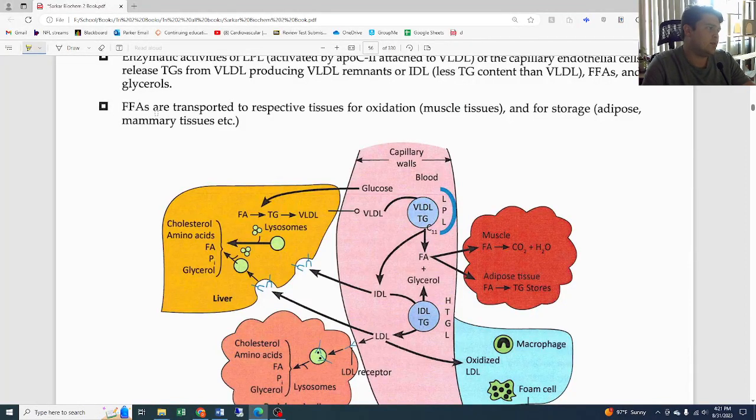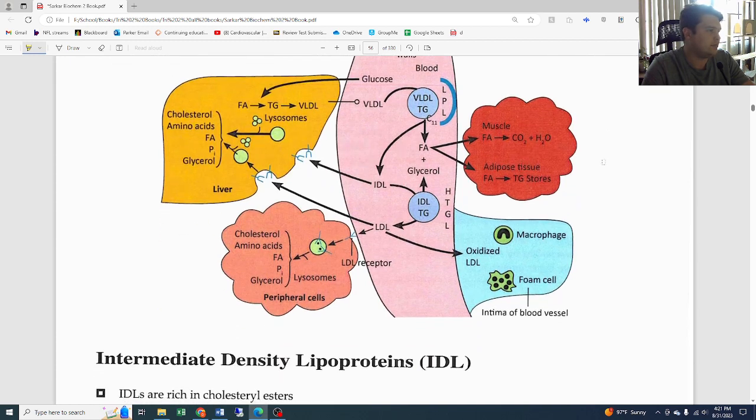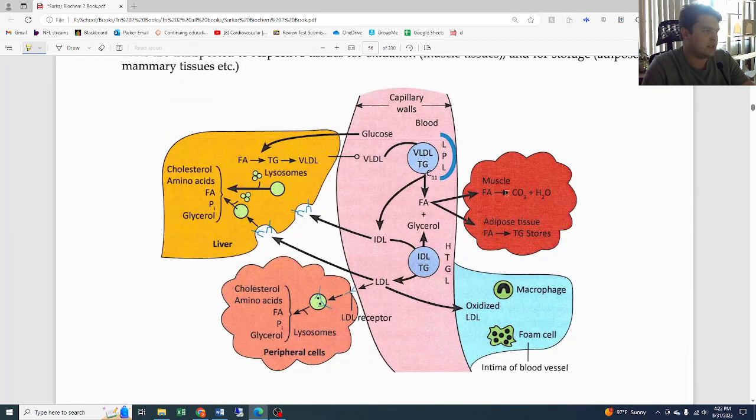Free fatty acids are transported to respective tissues for oxidation, such as the muscle tissues, and for storage in adipose and mammary tissues, just like we talked about earlier. So here it is: the VLDLs giving off the fatty acids, which get taken up into the muscles and other places. Then we end up with IDLs, or we keep going down, taking more triglycerides off, and we get LDLs, and so on.